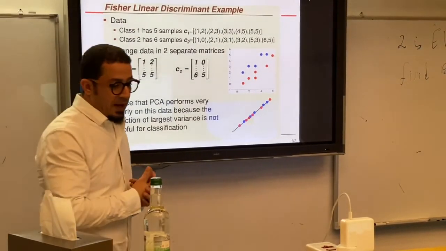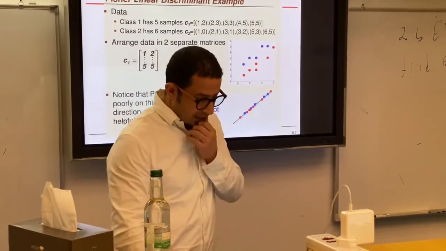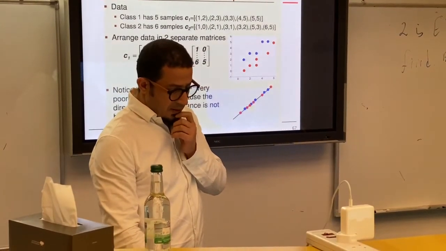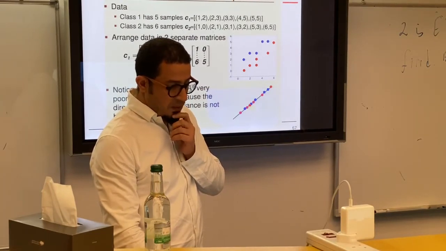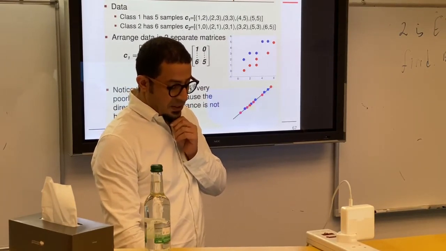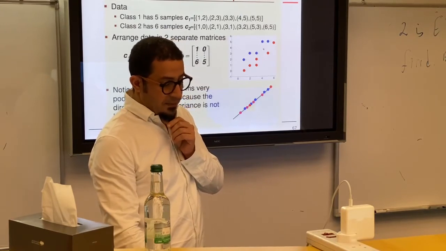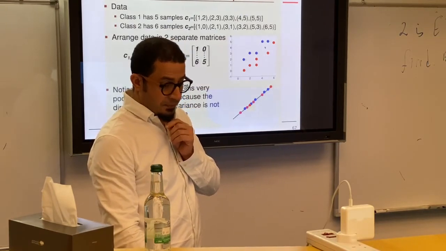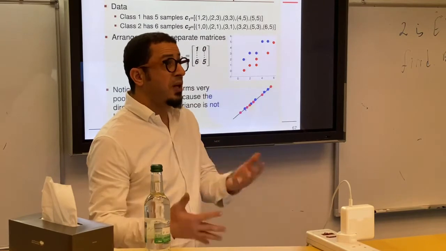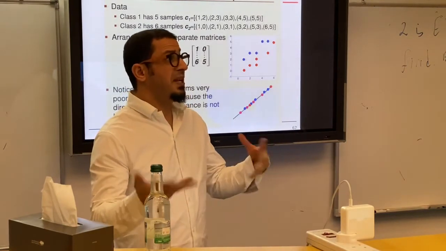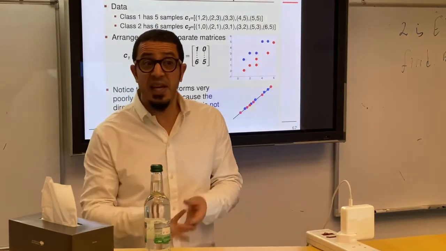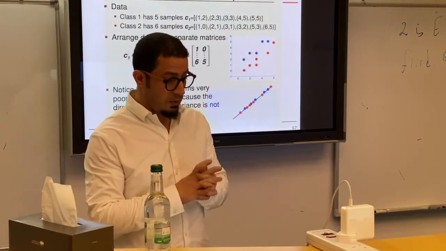Now, what happens if we have another example: class 1 with 5 samples, class 2 with 6 samples. We have C1 and C2, and here if I ask you to do PCA, it will be this direction, right? Because we're looking for the large values. So do you think we can apply PCA for classification here? No. Okay.